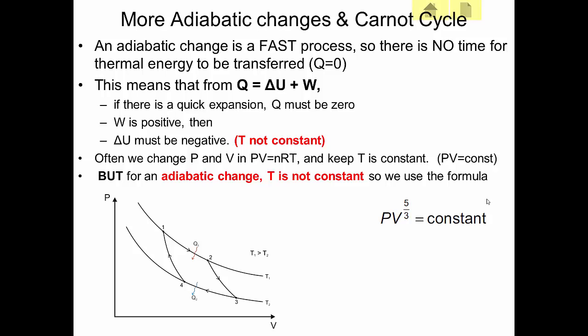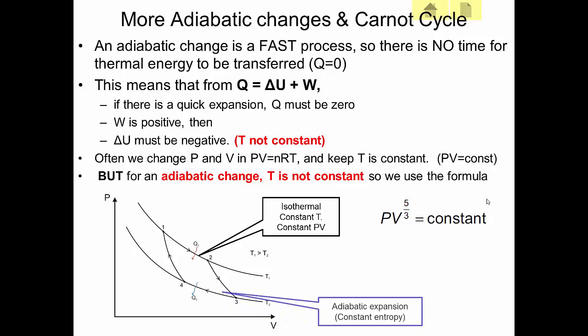So here we have alternating adiabats with isotherms. The one on the top is an isotherm. P is inversely proportional to V, and that's when there's Q going into the system. There's thermal energy going into the system.